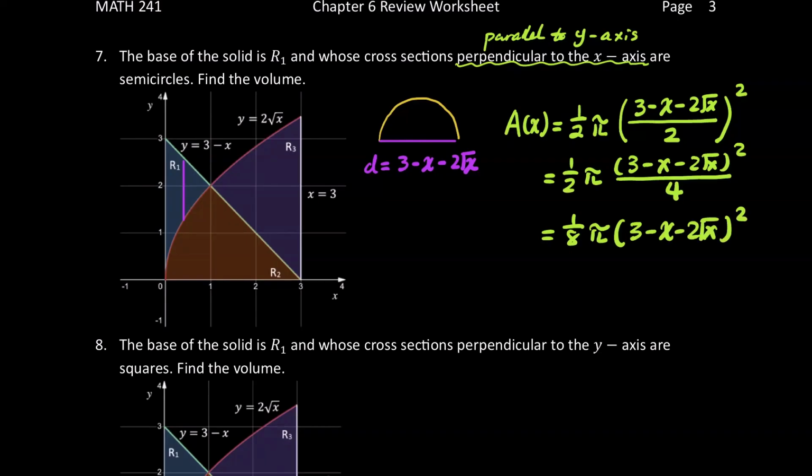So that's my area function. And now my volume going from left to right, from 0 to 1, and now you're sticking in the area function.